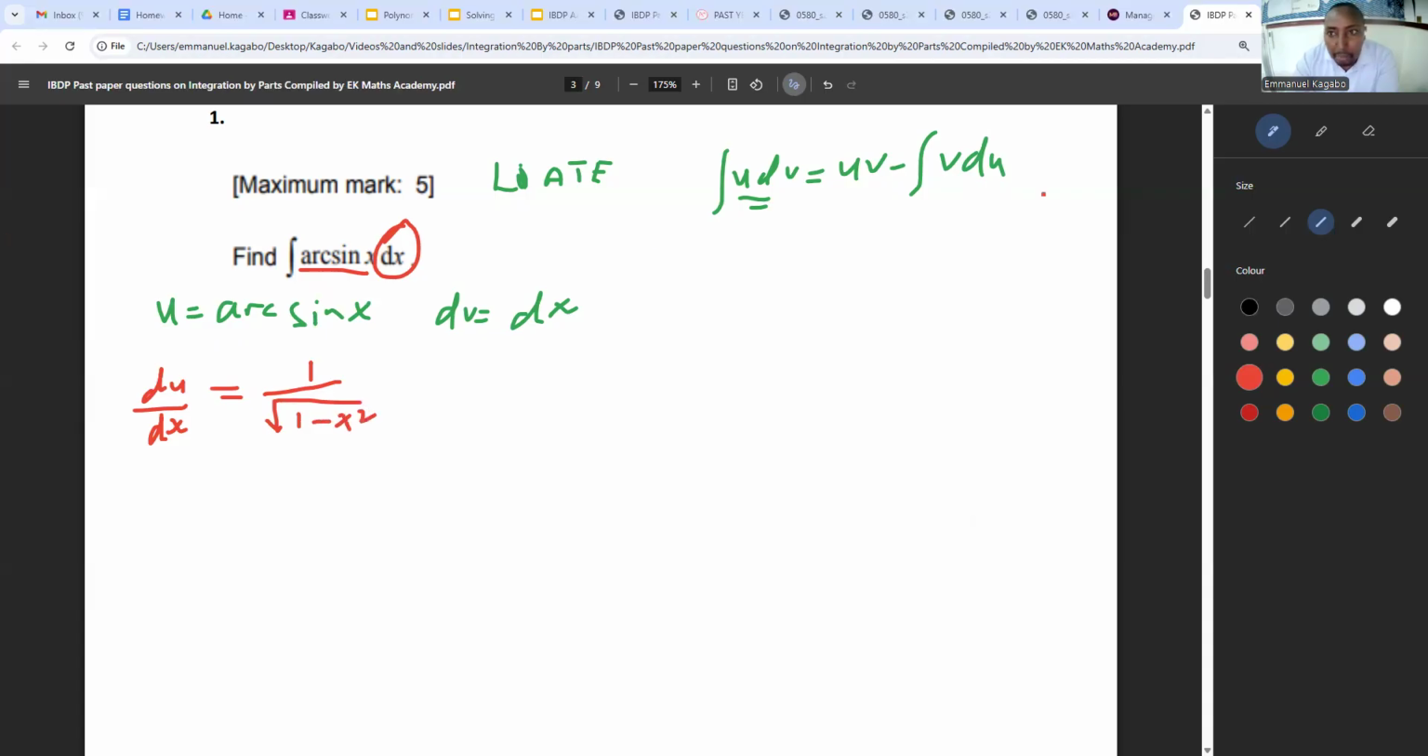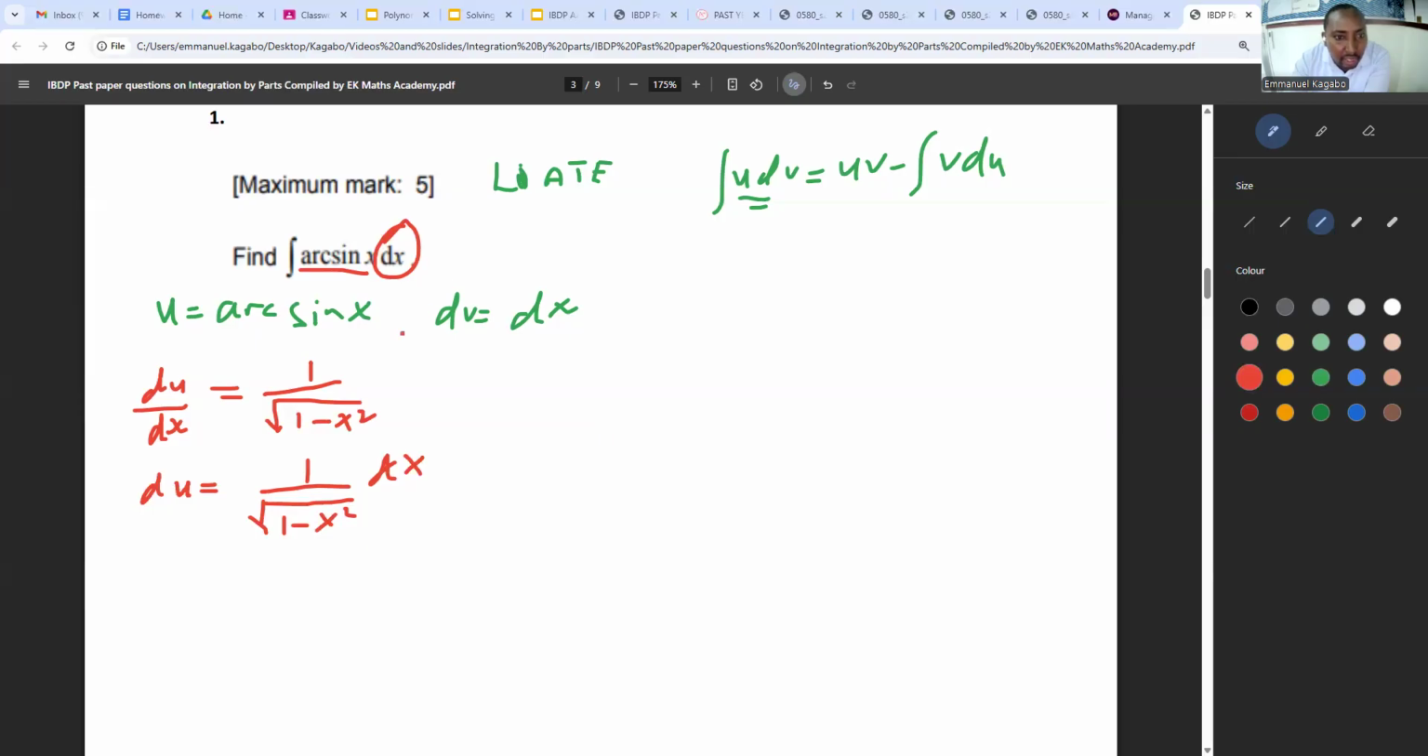Okay, so now because we need du, I need to make du the subject. Okay, it's going to be 1 over square root of 1 minus x squared dx. Okay, is that okay, guys? Very good. Now, I've managed to get du. I'm missing v. So how do I get v?